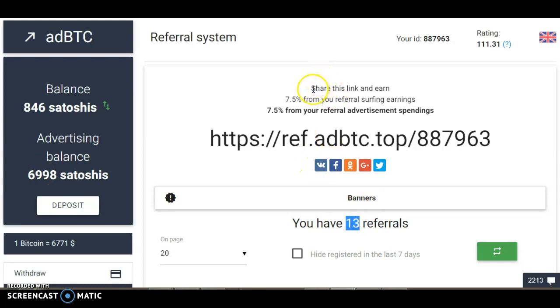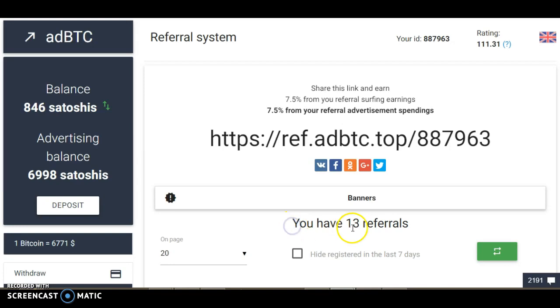So now the reason I did that again is because I'm going to earn 7.5% from referral surfing earnings. So any of those people, if they surf the websites, then I'm going to receive 7.5%. And then also, if any of them choose to advertise, which is what I use this website for, my advertising of my Bitcoin programs, then I will also receive 7.5%. So that was only $12 to purchase those referrals. And again, when I log in tomorrow, this will likely be over 1,000 Satoshis, and I'll be receiving a small increment on a daily basis.